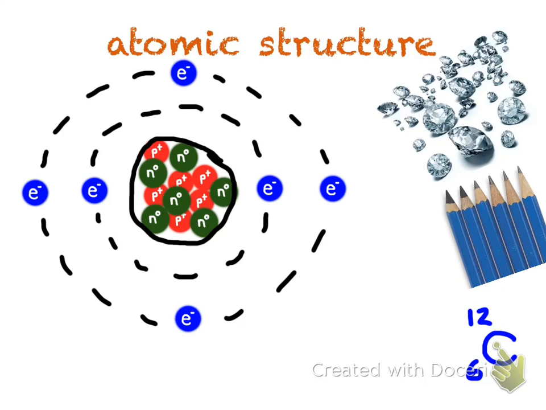The key point here in terms of atomic structure is to recognize that this atom contains 6 protons and there are 6 electrons, and so the 6 positive charges neutralize the 6 negative charges, and so overall a carbon atom containing 6 protons and 6 electrons is neutral.